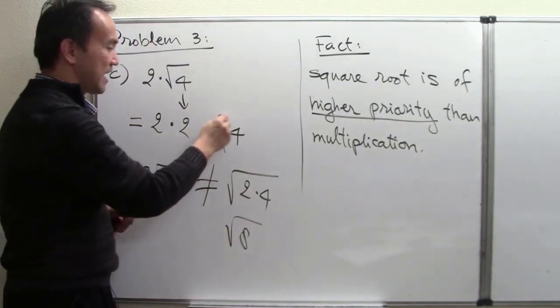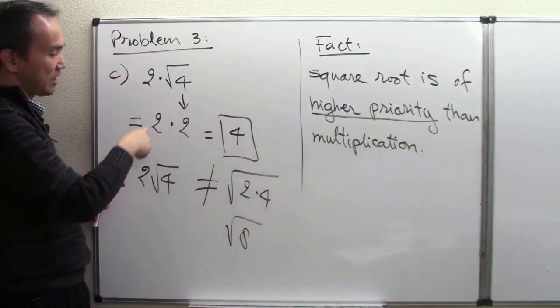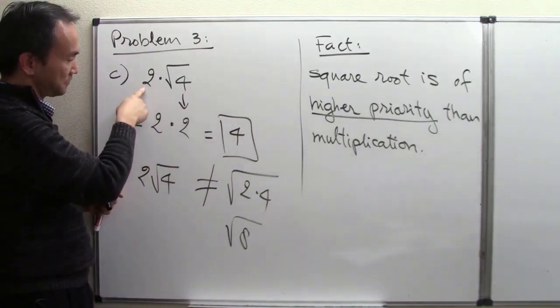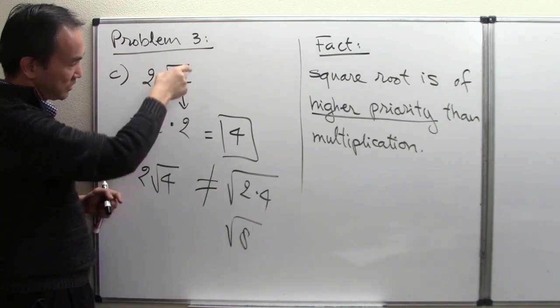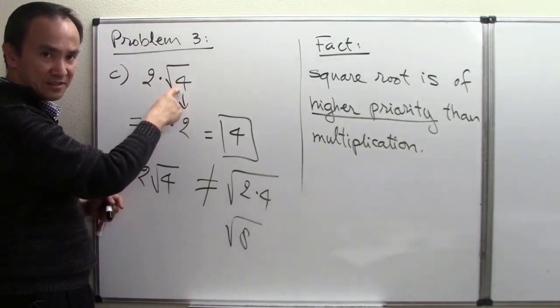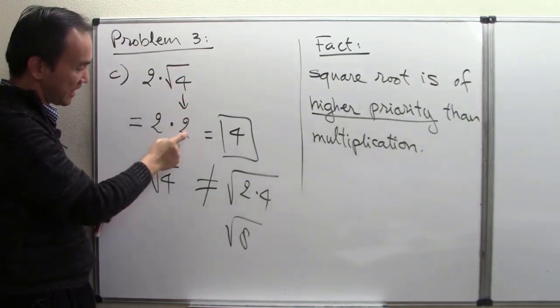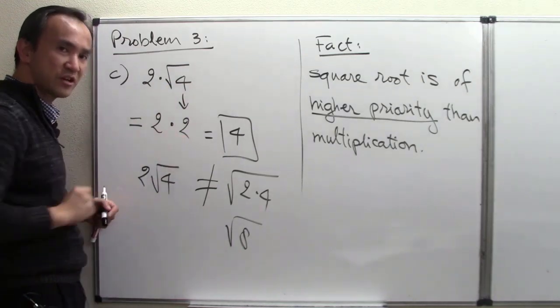So your actual answer is 4, and the way we got there, 2 times the square root of 4 equals: the first step, we took the square root operation first, and then we took the next step, the multiplication operation.